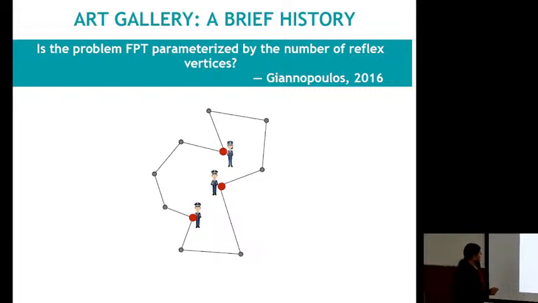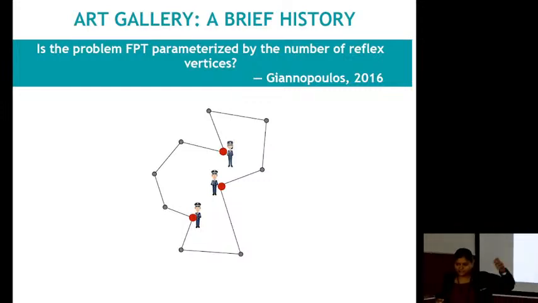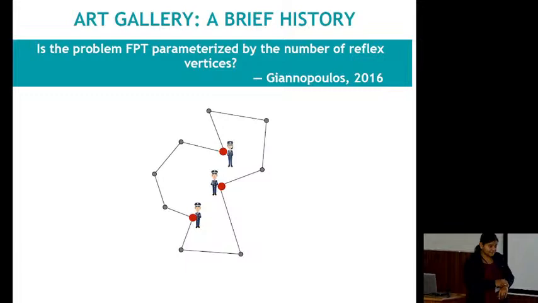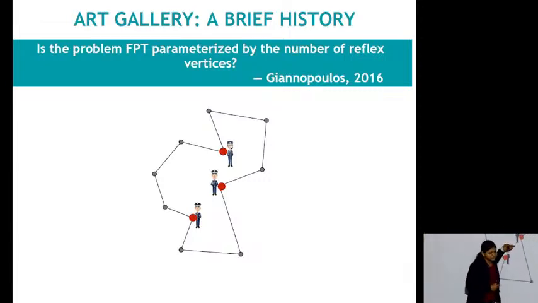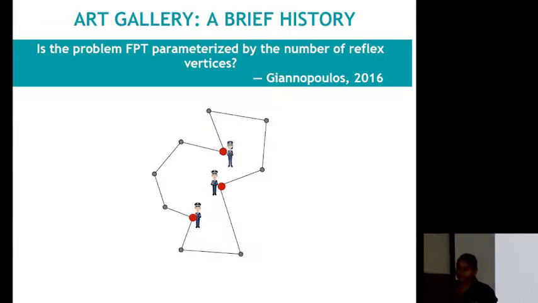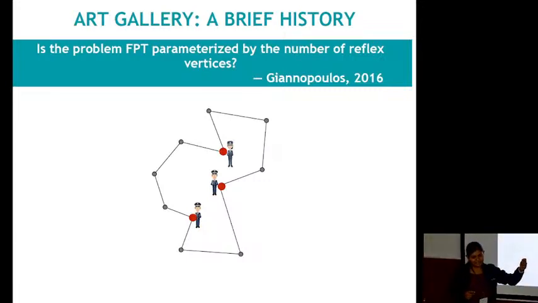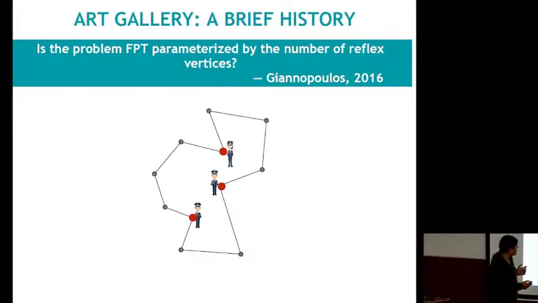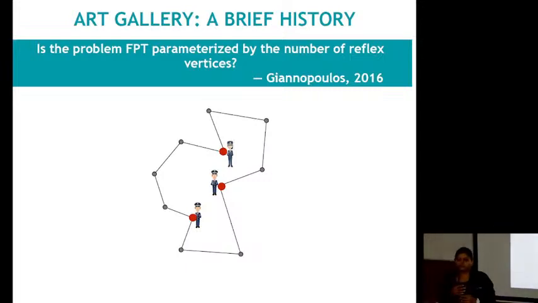Given any polygon, suppose the polygon has no reflex vertex, then one guard is always sufficient, so that's a trivial case. Let's get it out of the picture. The more complicated case is when the input polygon has a bunch of reflex vertices, but in this case we can always show that if you place one guard at each of the reflex vertices, they together can guard the whole of the polygon. So parameterized by the number of guards alone, we don't have an FPT algorithm, which is an algorithm whose running time is f of k into poly in n.